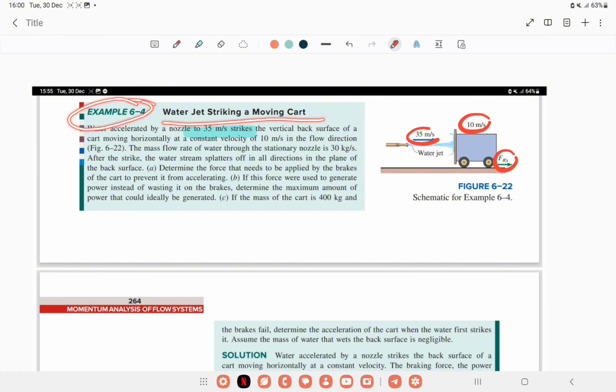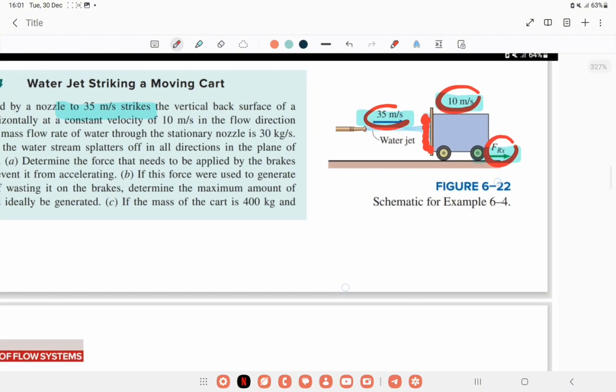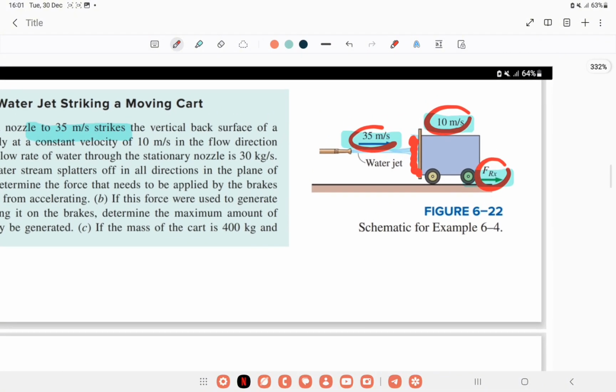Now we move to example 6.4. Example 6.4 shows a water jet striking a moving cart. We need to understand the physical situation first. Water is accelerated by a nozzle and forms a jet moving at 35 meters per second, and this jet strikes the back surface of a cart, and the cart is already moving forward in the same direction as the jet at a constant speed of 10 meters per second.